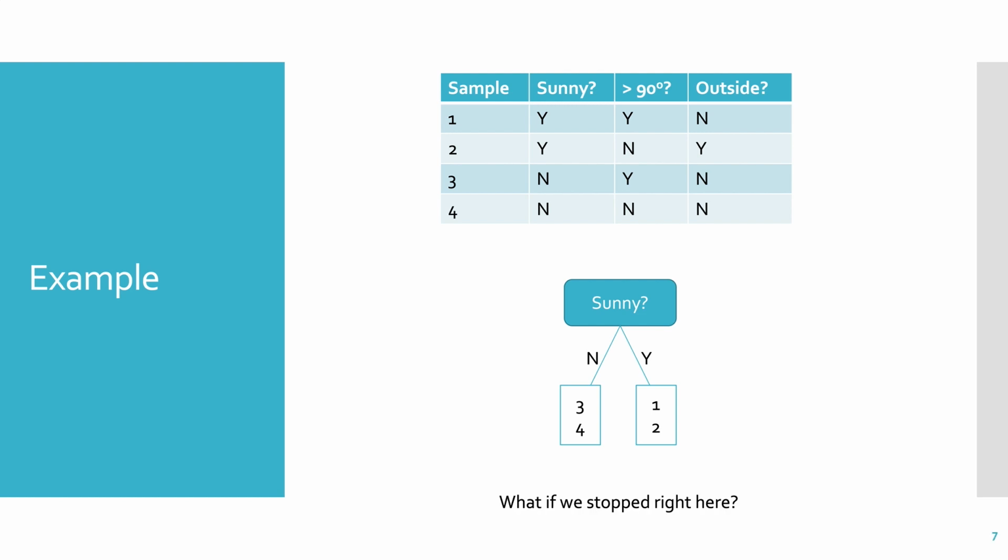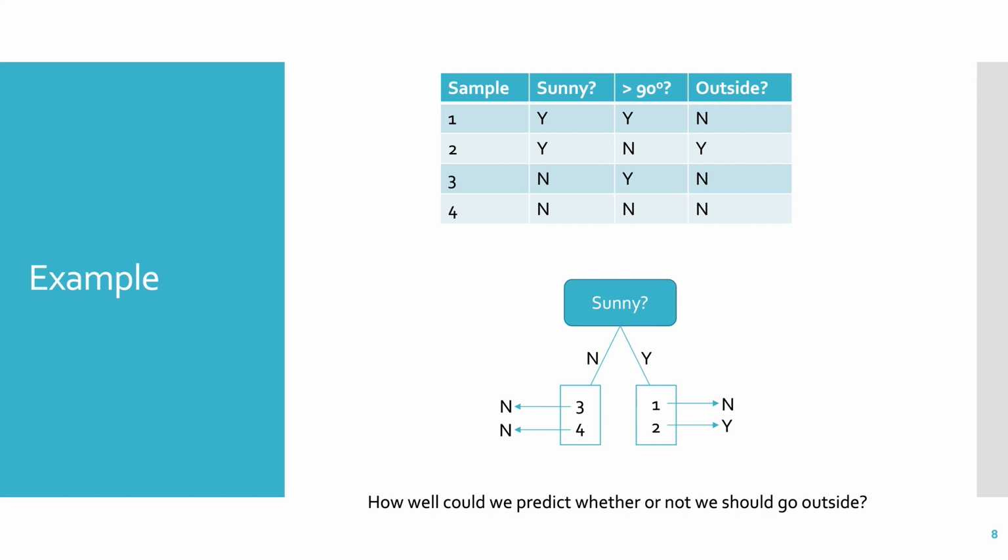What if we stopped building the tree right here? How would we do on the training data? The training data is this data that's available to us right here, and we're using it to build this tree. Well, let's look. If we see samples 3 and 4, they have a label of no, so I shouldn't go outside. And samples 1 and 2 have a label of no and yes, respectively.